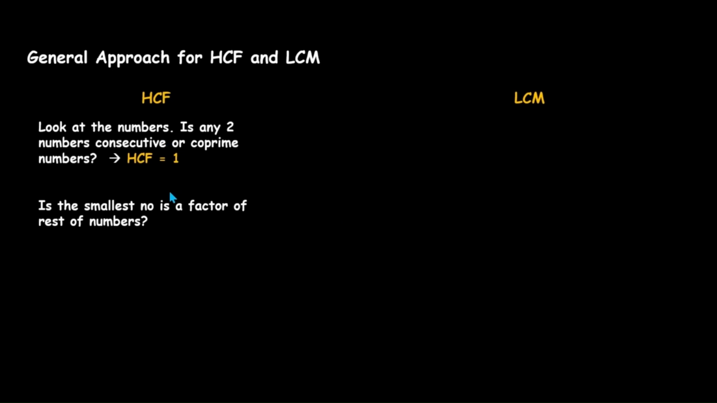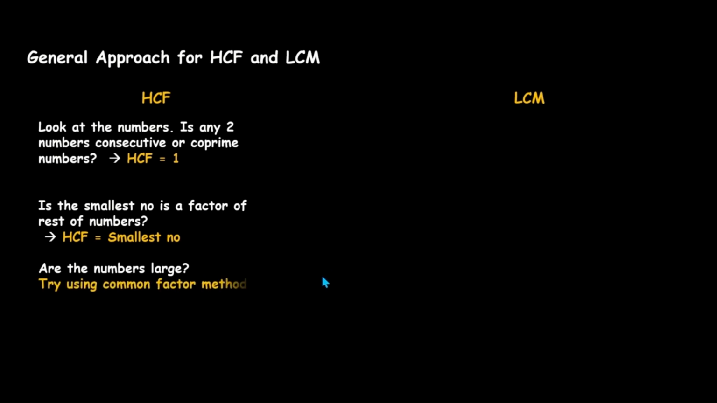If this is not the case, then take a look at the smallest number. If it is a factor of the rest of the numbers, then the HCF of the entire set would be the smallest number. Even if this is also not the case and the numbers are large, try using the common factor method that we discussed a few moments ago.